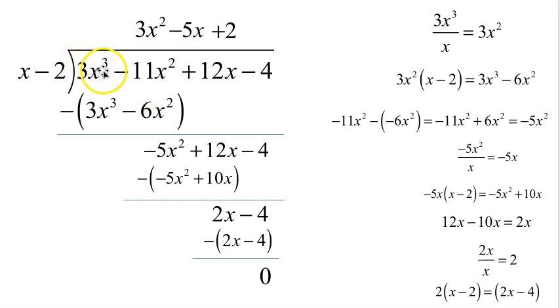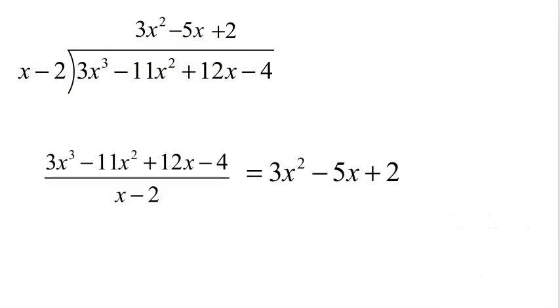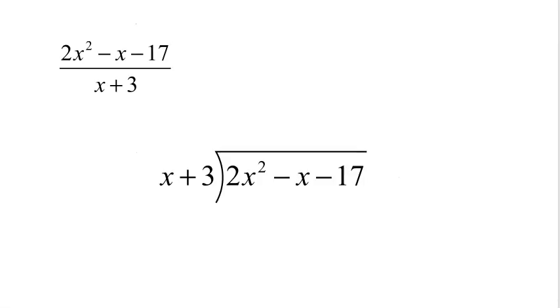This result, 3x cubed minus 11x squared plus 12x minus 4 divided by x minus 2, will be 3x squared minus 5x plus 2. Now that did not have a remainder. Of course, we can do long division problems that will have a remainder. So let's look at such a case. Next example, 2x squared minus x minus 17, all divided by x plus 3, which I will write again using this notation from arithmetic.